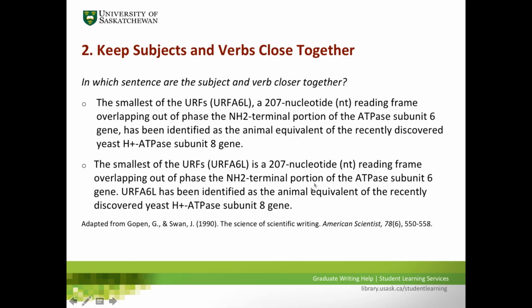In the second version here, the sentence has been divided into two. And notice that the subject here is the smallest of the URFs. The subject is, so there's no long phrase in the middle now. In the second one, you have the subject as URFA6L, and the verb has been identified. So again, they're close together. Much easier to read, especially when you've got a complex subject like this one.